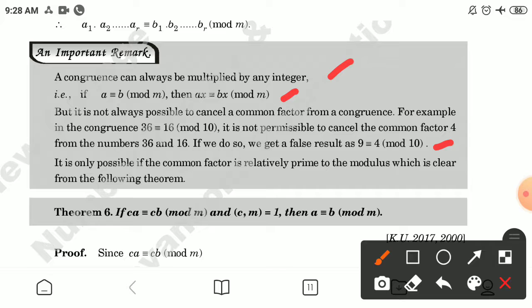It is only possible if the common factor is relatively prime to the modulus, which is clear from the following theorem.